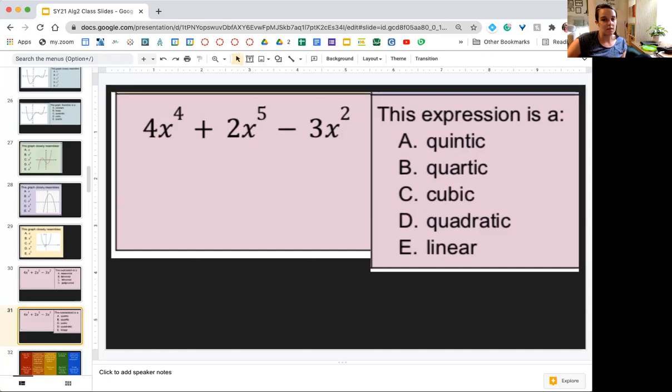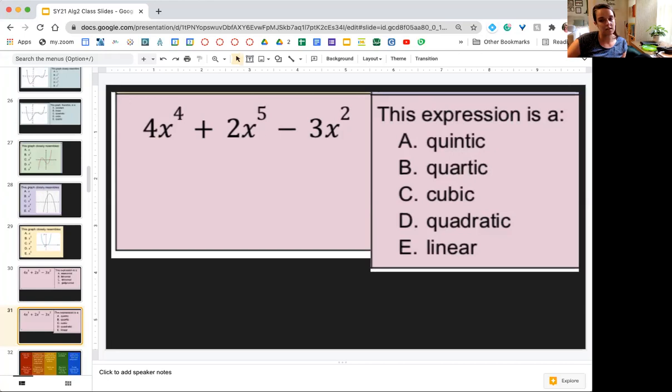All right, let's check it out. I'm going to share my results. Most of you chose A, or the 7 people chose A, 54% majority. Why? Can someone tell me why it is a quintic? What makes it a quintic?